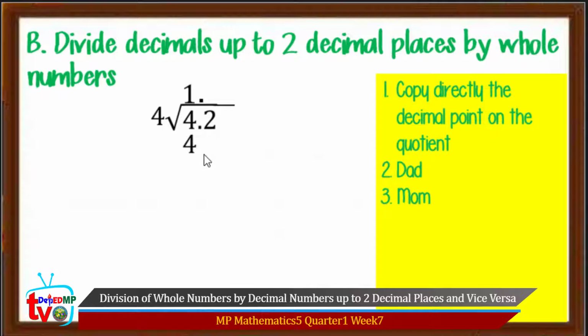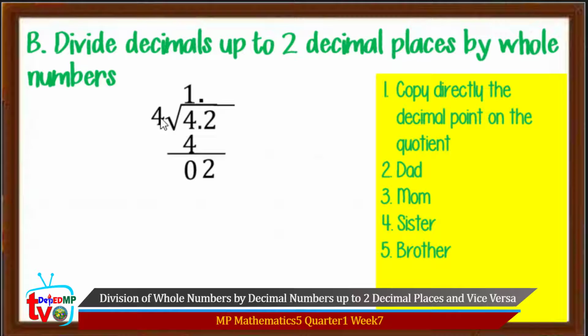Next step or next character is sister. What will we subtract? 4 and 4. 4 minus 4 is 0. What's the next step? Or who is the next character? It is brother, which means we bring down. What will we bring down? 2, because 2 is the next digit.